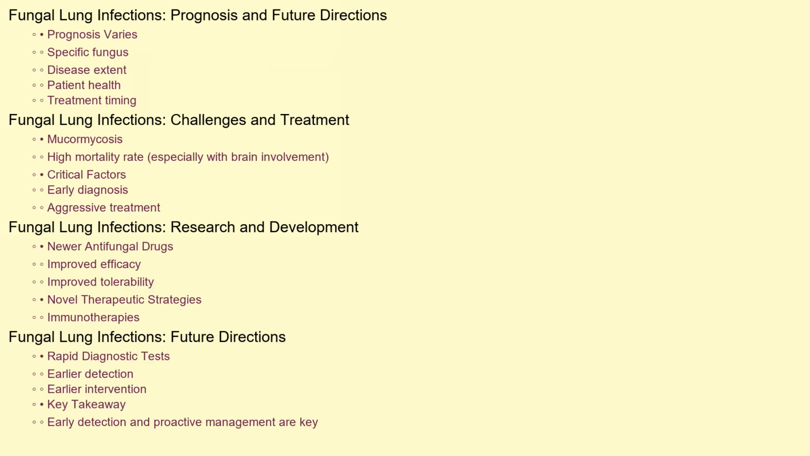The prognosis for fungal lung infections can vary significantly depending on the specific fungus involved, the extent of the disease, the patient's underlying health status, and the promptness of treatment. Mucormycosis, in particular, carries a high mortality rate, especially when it affects the brain. Early diagnosis and aggressive treatment are critical for improving outcomes.